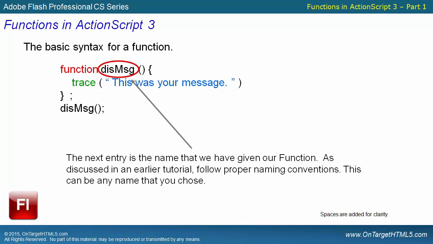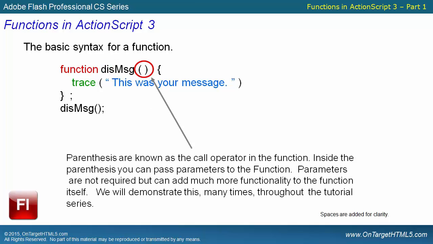Next, we have the name that we give our function. As discussed in an earlier tutorial, follow proper naming conventions. This can be any name that you choose. So now I've got my function keyword and I've assigned it a name. In this particular instance, I used dispMessage, which is display message. Then we have our parentheses. Parentheses are known as the call operator in the function. Inside the parentheses, you can pass parameters to the function. Parameters are not required, but can add much more functionality to the function itself. We'll demonstrate this many times throughout the tutorial series.